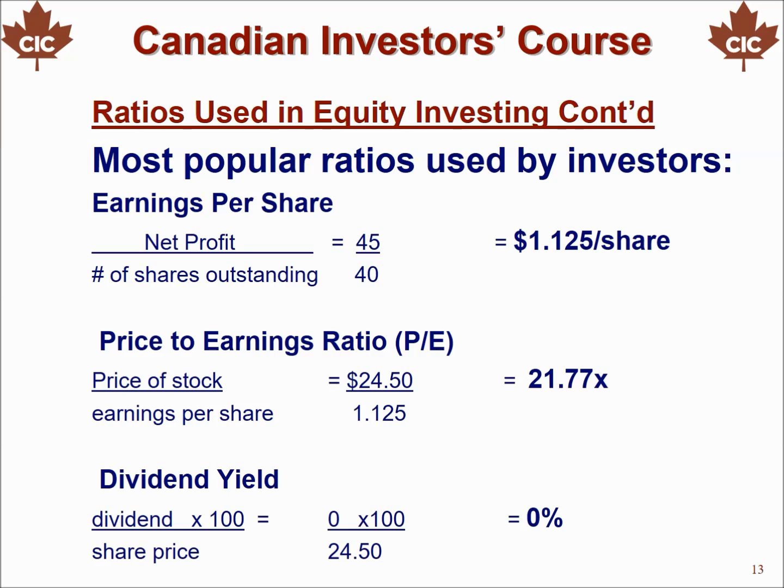Then there's the dividend yield, which is the dividend times 100 divided by share price. This is something which people who are income investors look at closely. So for example, you want to buy an insurance company that's got a nice dividend on it. You want to know what kind of rate of return you're going to get on the stock while you own it, in addition to whatever growth or lack of growth you might get from the stock itself. In this case, this company doesn't pay a dividend, so it's nothing, because it's 0 times 100 divided by the share price, which was $24.50.